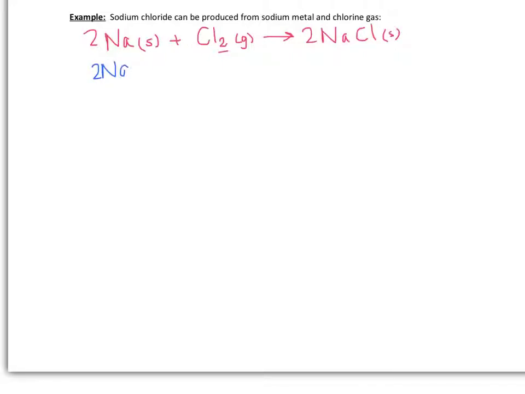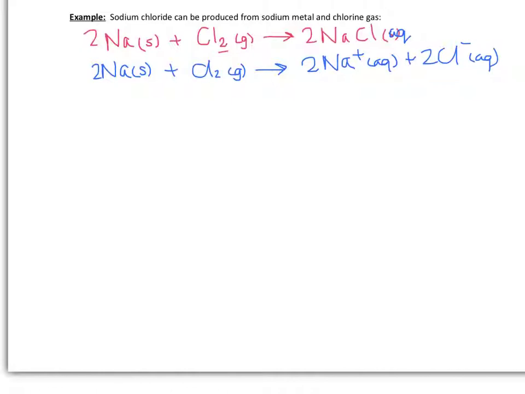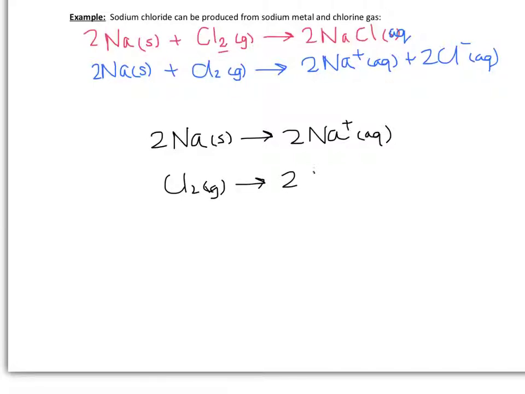So 2Na solid stays the same because it's in solid form. Cl2 gas stays the same, that's not in ion form. And we have 2Na positive aqueous and 2Cl negative aqueous if we had kept that as aqueous. You should notice that nothing can cancel out here, so our total ionic equation is also our net ionic equation. Therefore, we can break this apart into its two half reactions. 2Na solid goes to 2Na positive, aqueous. And Cl2 gas, we'll put in the electrons after, goes to 2Cl negative.